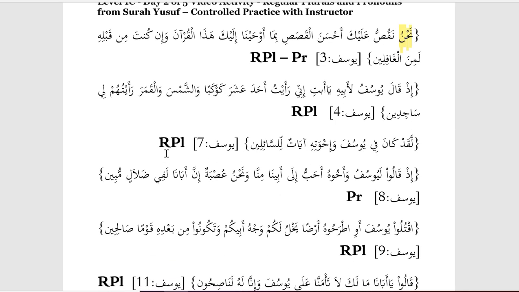In the next one, we have RPL, which means regular plural, preserved plural, jam' salim. Again, if it's salim, then we expect to see it at the end. Here it's a little bit tricky because we have that lam and other things added, which we've talked about in some of the previous classes. You have to pay attention to those things that are added, like ba, like lam, like fa, sometimes like waw. Fa, ba, lam, and sometimes waw will be added.